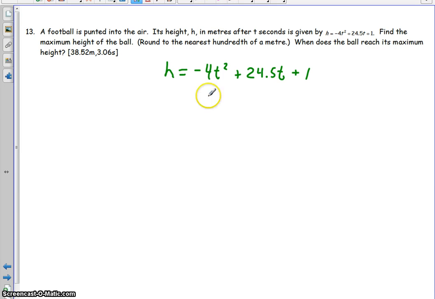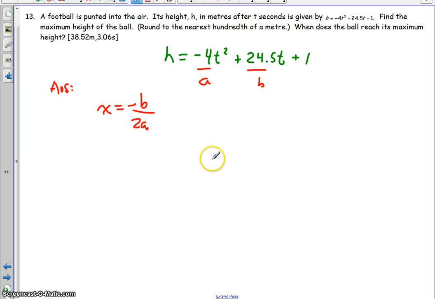So the quickest way to find the axis of symmetry is to use that formula I showed you, x equals negative b over 2a. You have to be careful here because our variable is not an x, it's t, but remember that a and b are just the coefficients in standard form. So we have our a being negative 4, our b being 24.5.